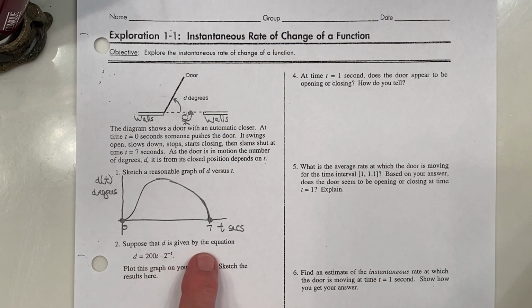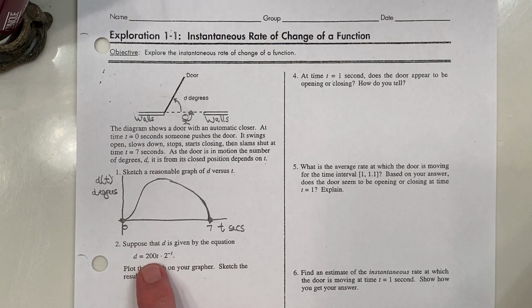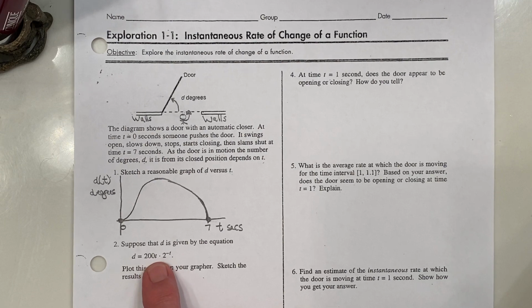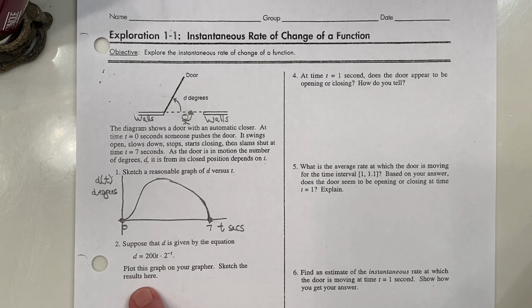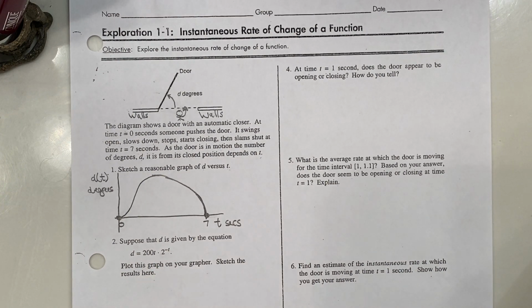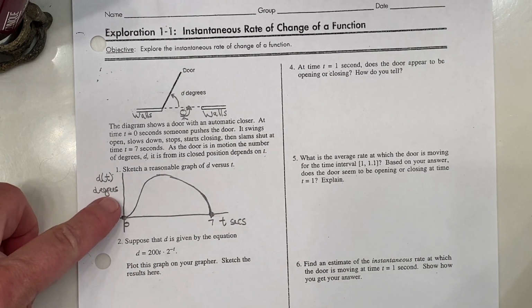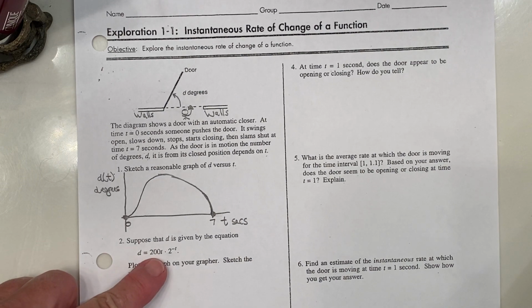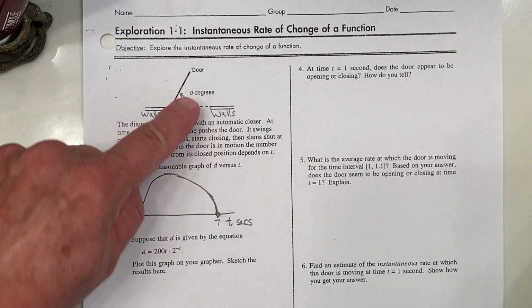Suppose that D is given by this equation. D equals 200 times T times the exponential factor 2 raised to the negative T. Plot this graph on your grapher. Sketch the results here. So now what we're going to do is test and compare how our sketch compares to this equation that could represent this problem situation.